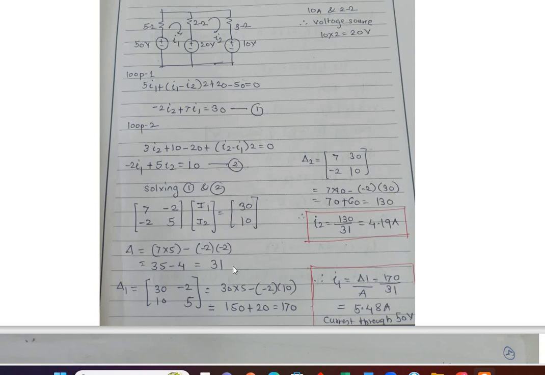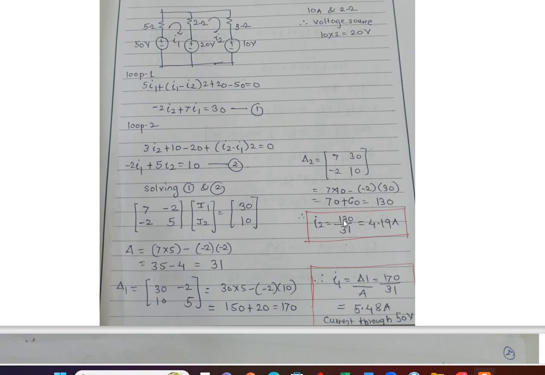And the third determinant, that is delta 2. So for this, this I2 column should be replaced by 30 and 10. So 7 minus 2 first column as it is from this determinant, and second column is replaced by these constants, since we want to find out for delta 2, that is for I2. So that will be again 7 into 10 minus 2 into 30. So resultant will be 70 plus 60, that is equal to 130.